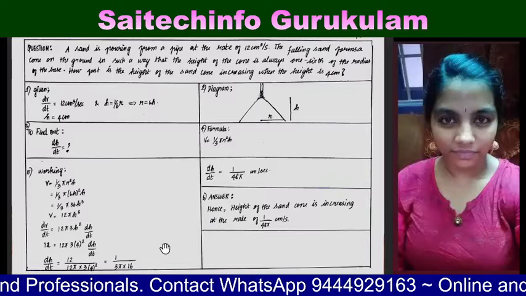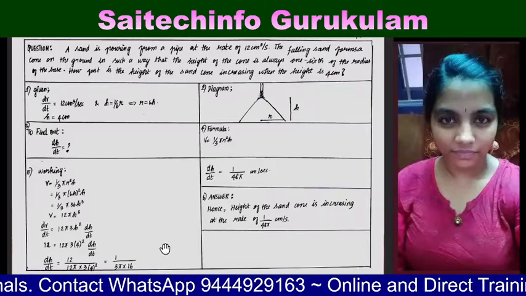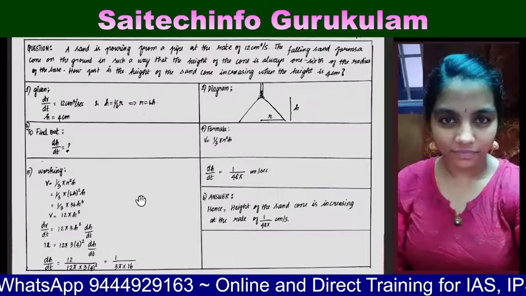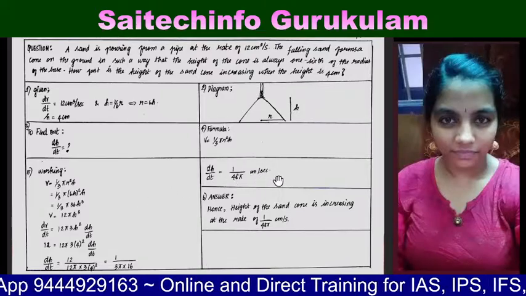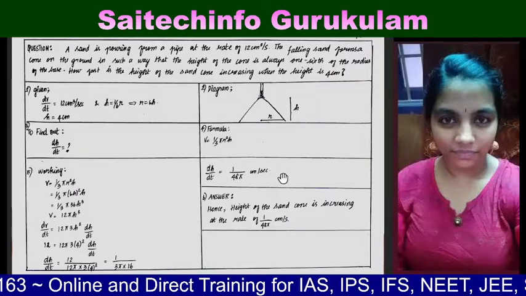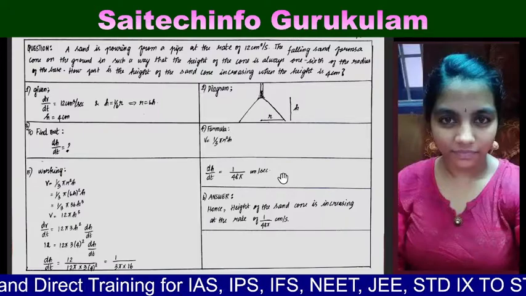We need to find dh by dt. So I am just rearranging those. dh by dt is equal to 12 by 12 pi into 3 into the 4 square. On further simplification, we get 1 by 3 pi into 16. Hence the height of the cone is increasing at the rate of 1 by 48 pi centimeter per second.